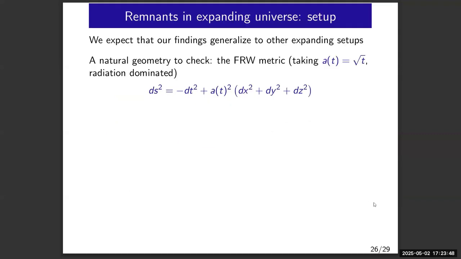Okay. And the last thing which I want to discuss is that now we have demonstrated the behavior of the hot remnants in this Jarvinen expanding plasma. But we expect that this finding generalizes to other expanding cells as well. And the natural geometry to check is the FRW metric. And for concreteness, we take it to be the radiation dominated metric. So a(t) is the square root of t.